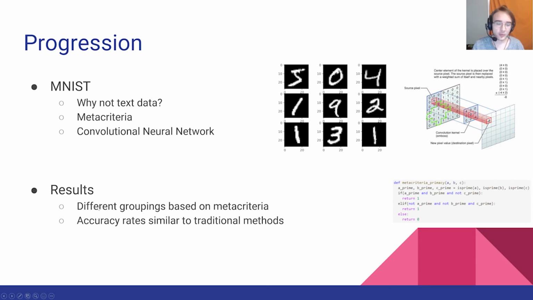So the results are pretty much differentiated by the types of metacriteria that we use, and the accuracy rates that we've gotten from training runs of the MNIST dataset are pretty similar to other traditional methods that have been praised in the past.